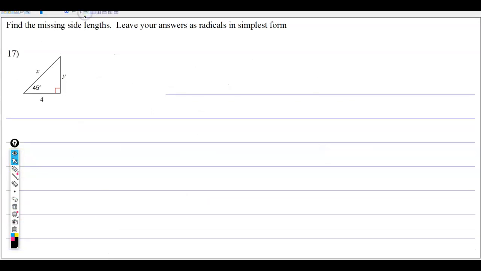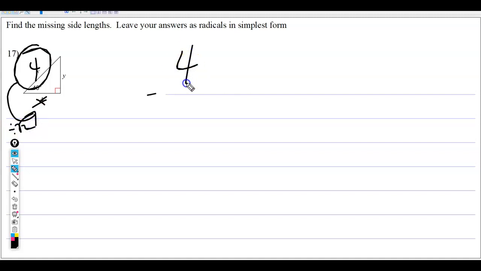Let's do one more here. I don't like this example, so I'm going to try to make it a little bit harder. I'm going to say that this is x, and I'm going to say that this is 4. So what if we had this? Well, in this case, we're starting with the hypotenuse. If you want to go from your hypotenuse to a leg, you have to divide by the square root of 2.